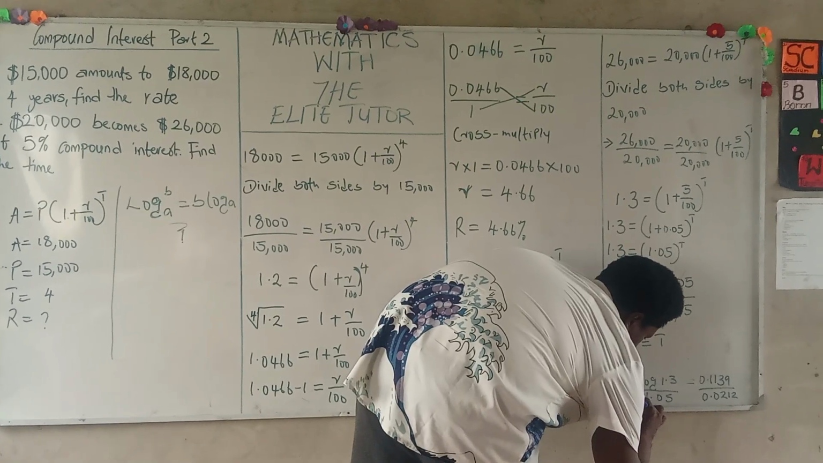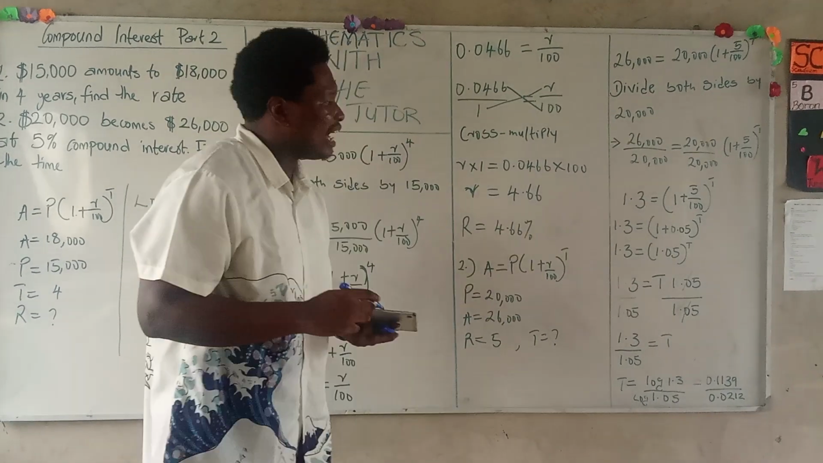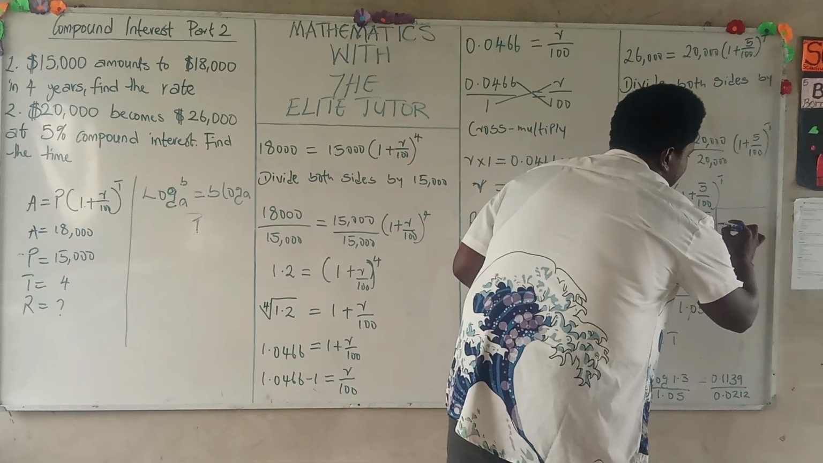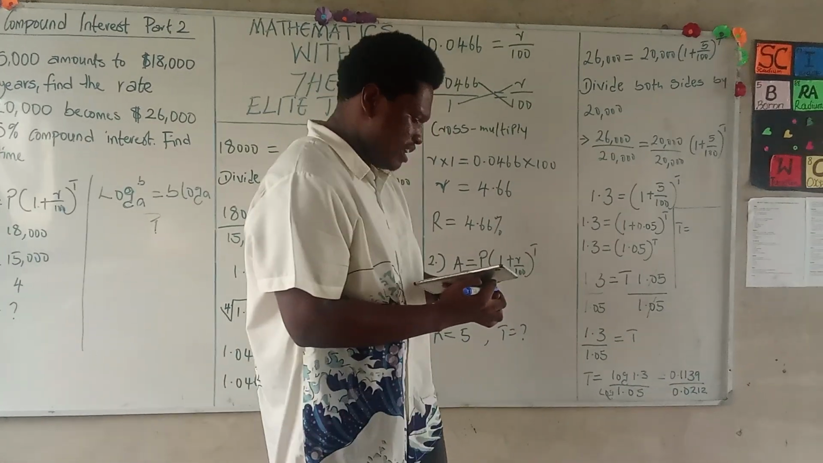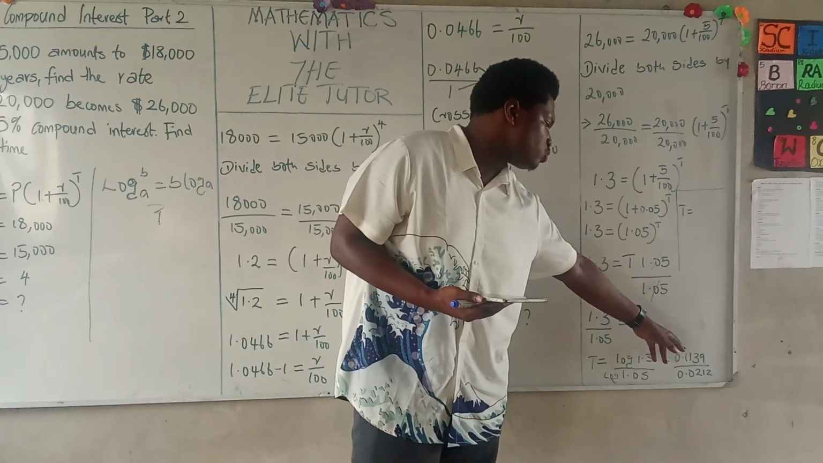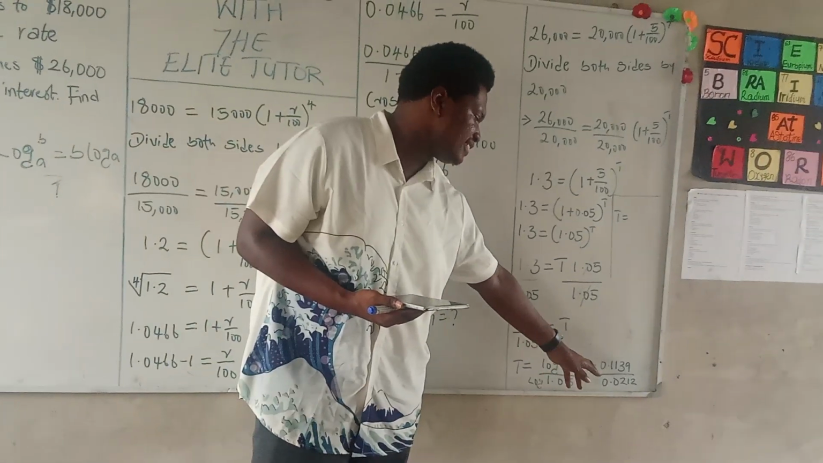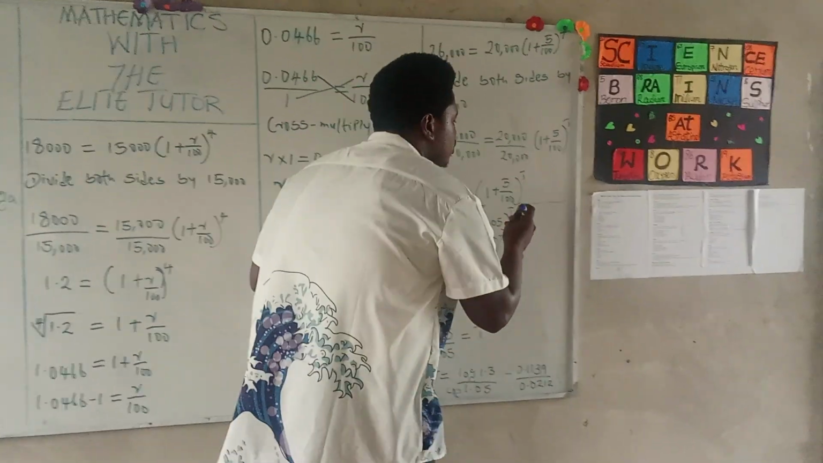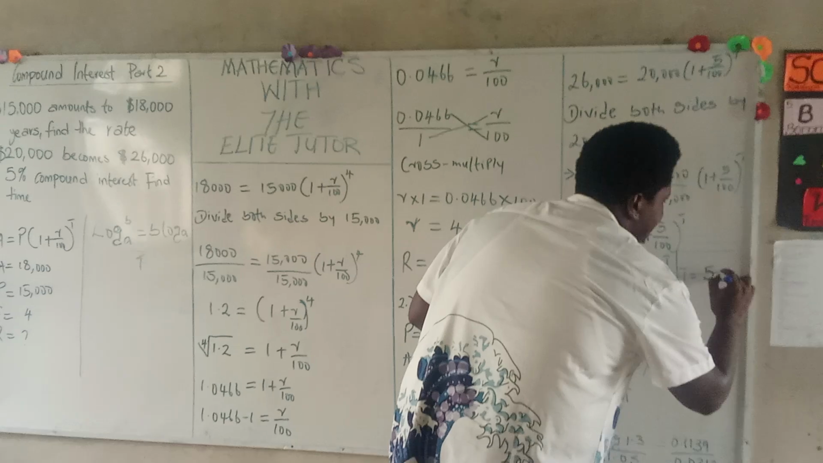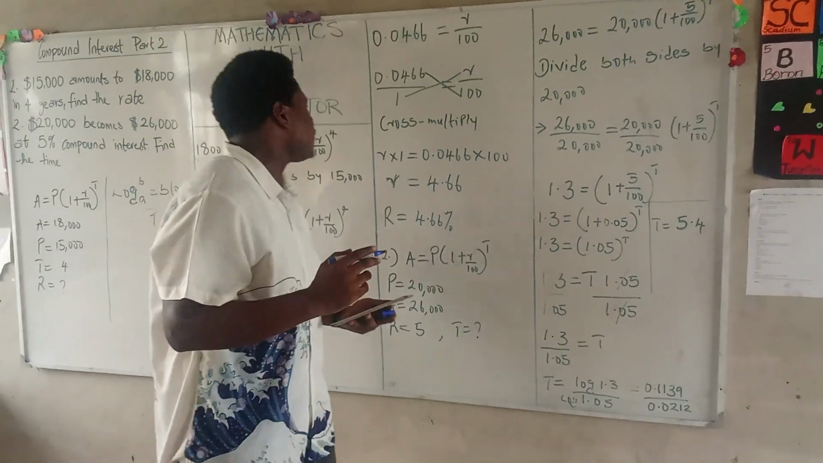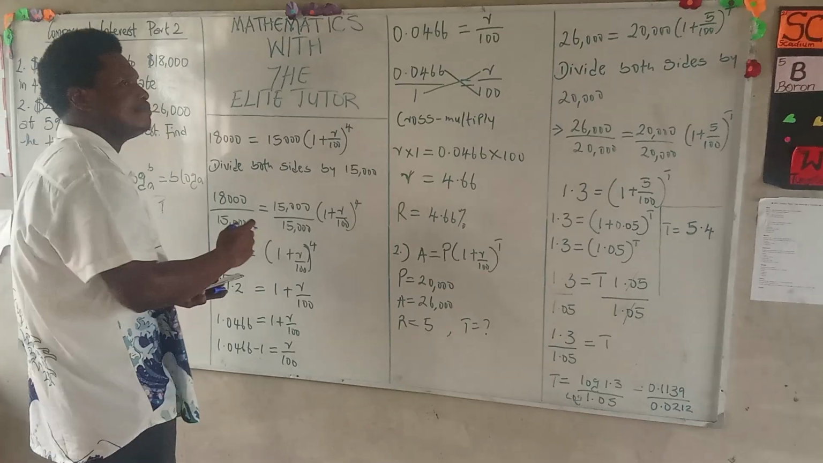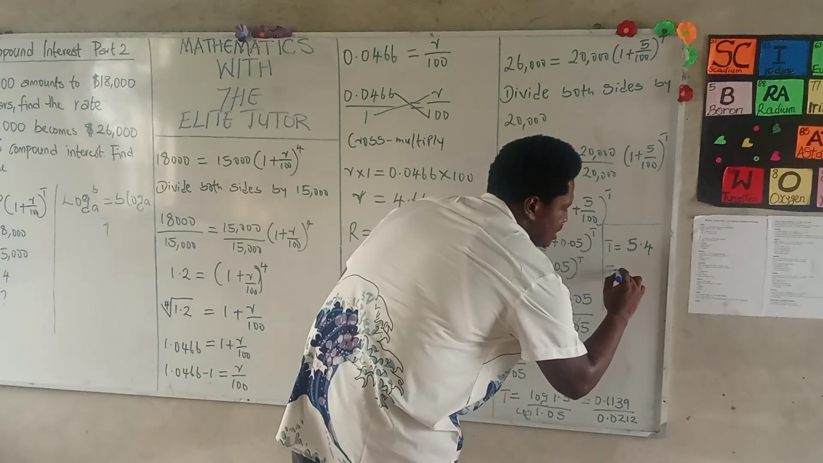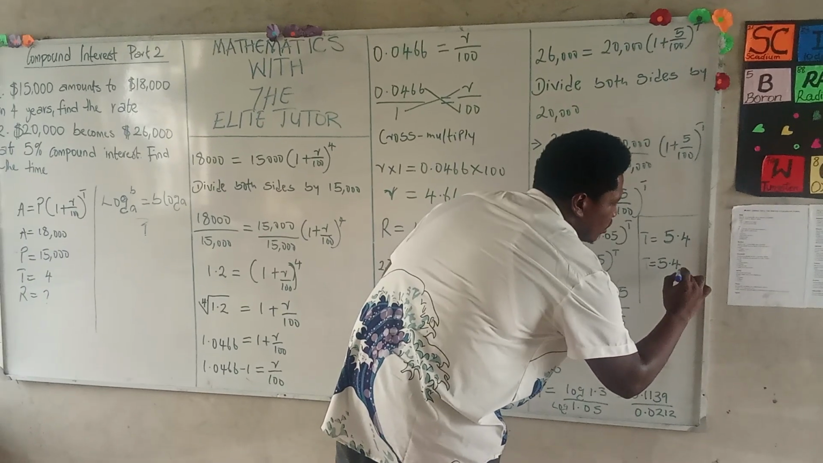So we also took the log of both sides. So we can go ahead and say our T is equal to, now if we divide 0.1139 divided by 0.0212, we are going to have that our T will be equal to approximately 5.4. Don't forget we are looking for the time, and the unit of time here is measured in years. So our T will be equal to 5.4 years.